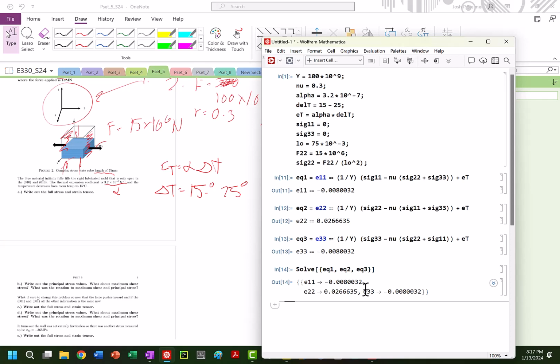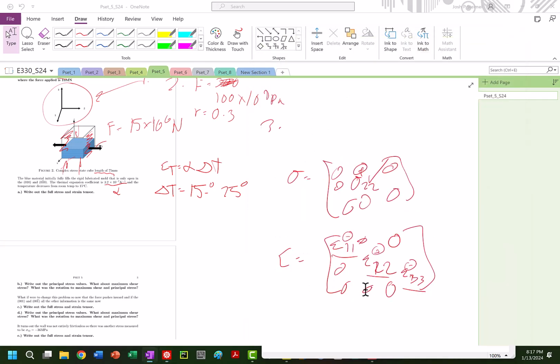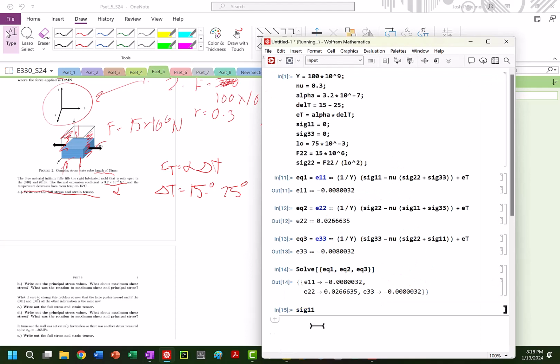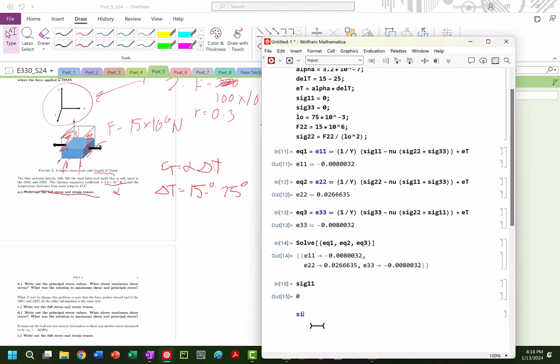There we go. So we've written out the full stress and strain tensor. Now write out the principal stress values. So the principal stress values are here. And what about the maximum shear stress? The maximum shear stress would just be, if we look at our tensor here, we know what our sig11 is, and our sig22. Sig22 is our largest. That would be sig1. So our maximum shear would just be basically that 45 degrees in the Mohr circle.